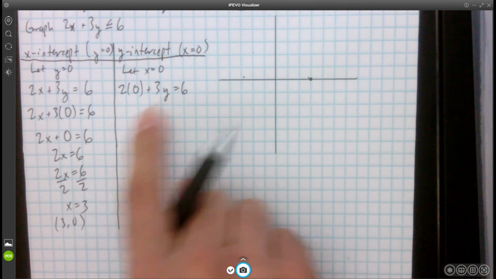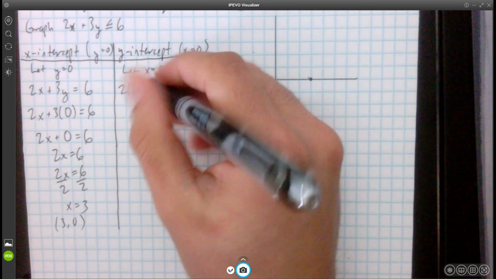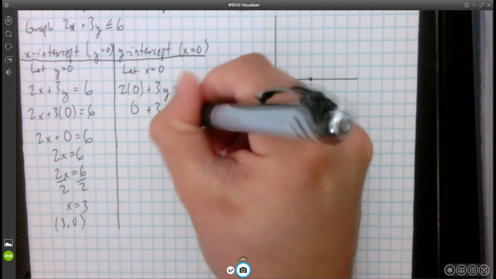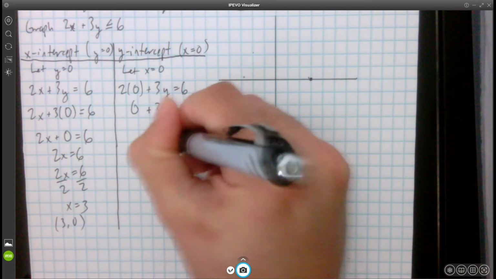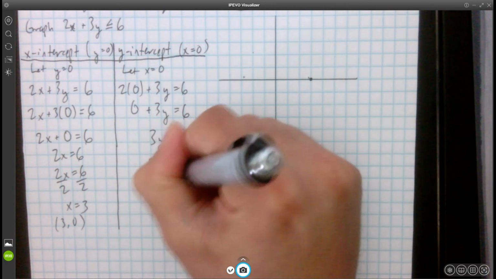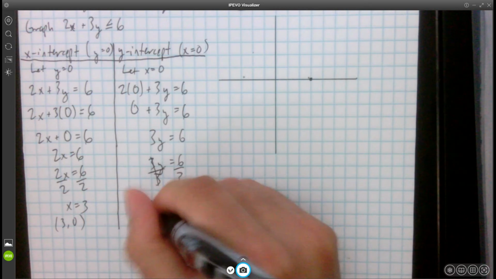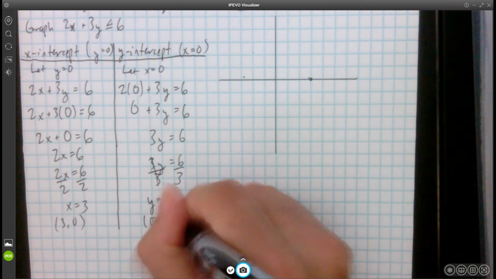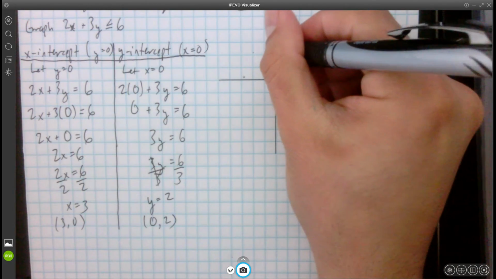Now I'm going to continue solving for this. This is 3y is equal to 6. 3y is equal to 6 is my equation. I solve for y and divide both sides by 3. These cancel. y is equal to 2. So my y-intercept is 0, comma 2. So that one's right there.